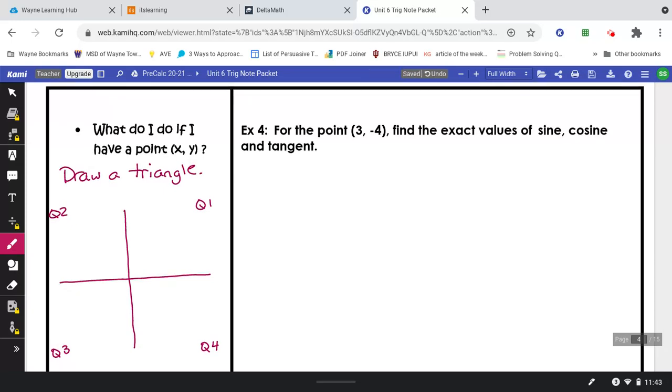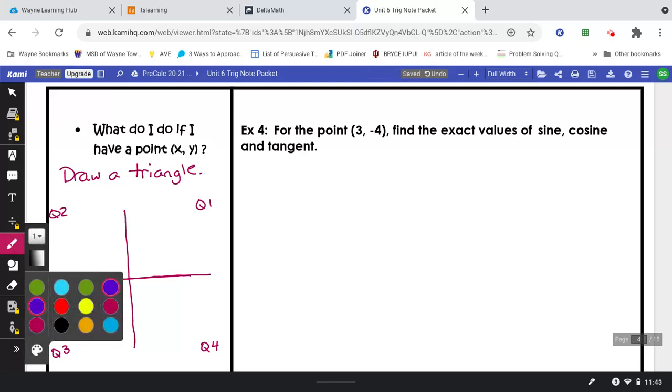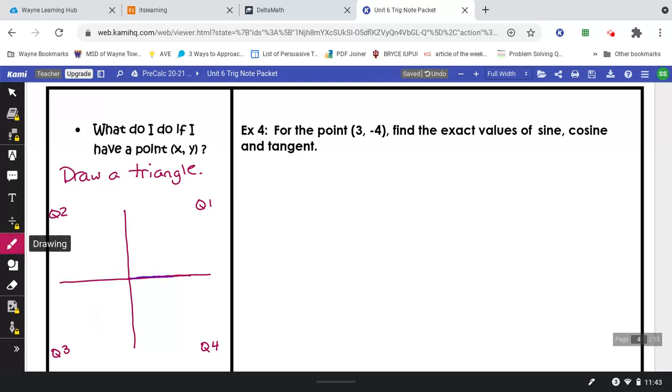So if the point lands in quadrant 1, if the x is positive and the y is positive, you would go forward in the x direction. Let me change colors for us. Forward in the x direction, up in the y direction, come back to the center. There's your quadrant 1 triangle. Now, if something was in quadrant 2, it means your x would be negative. So you go to the left, y positive, up, and draw that back to the center.